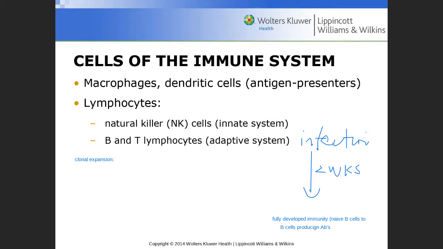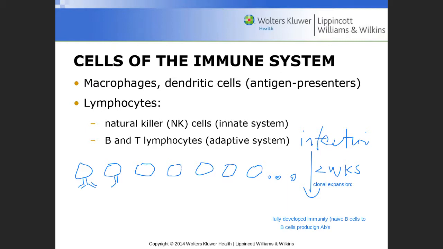Now, this 2 weeks is the process known as clonal expansion occurring. What we mean by that is, in our body you have a lot of B cells around, roughly about 1 million B cells. They're all B cells, but they're different from each other because they have different immunoglobulin on their surface.